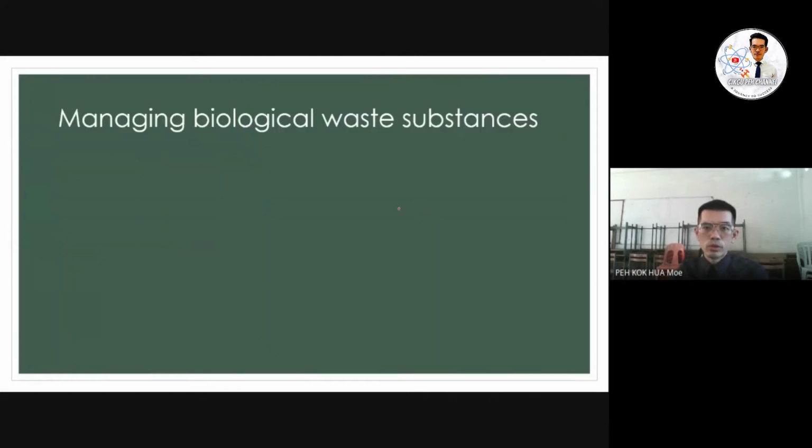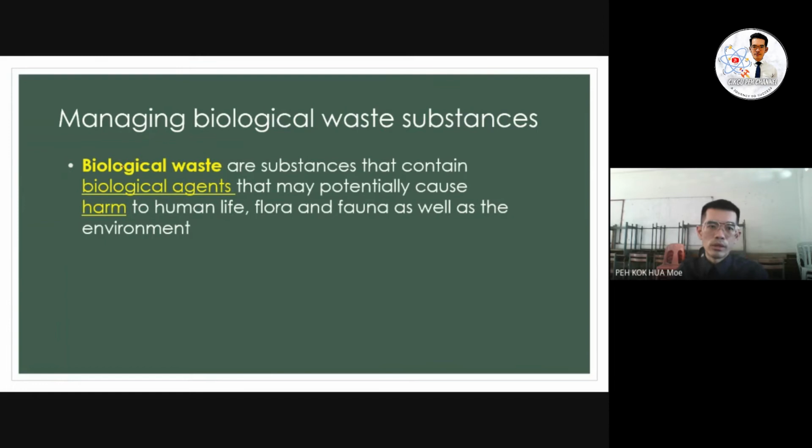Okay, so how are we managing the biological waste substances? Biological waste is substances that contain biological agents that may potentially cause harm to human life, flora and fauna, as well as the environment. So this is the definition of biological waste. The keywords here are the contents of biological agents which may harm humans, flora and fauna, and also the environment.